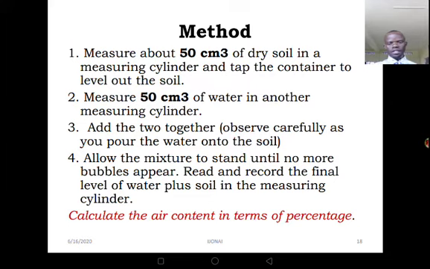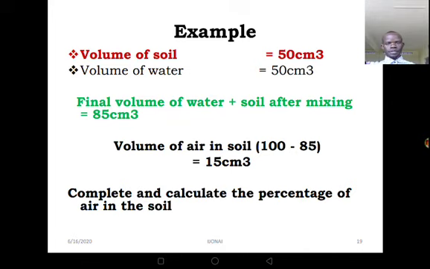Then after the experiment, we shall read and record our final level of water plus the soil in the measuring cylinder. From there we shall carry out the calculations and determine how much air is in this particular soil sample. So these are some of our results. From these results we realize that the volume of soil was 50 cubic centimeters. Then the volume of water is 50 cubic centimeters.